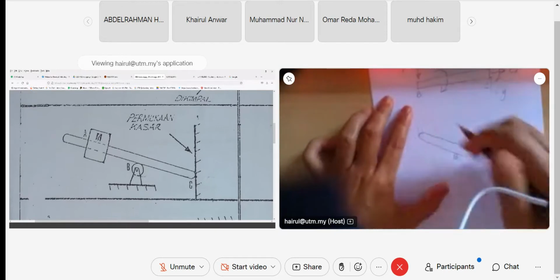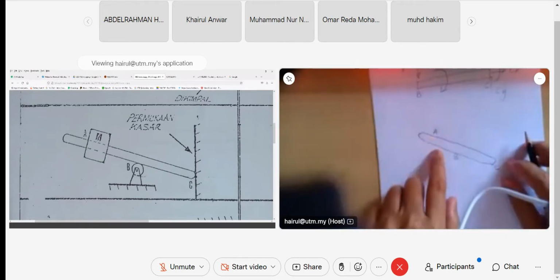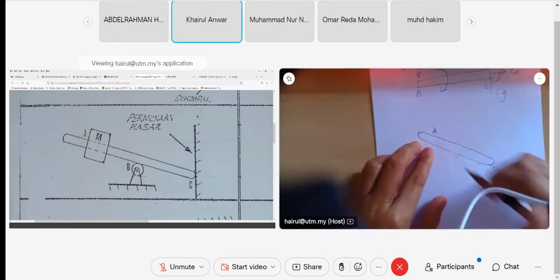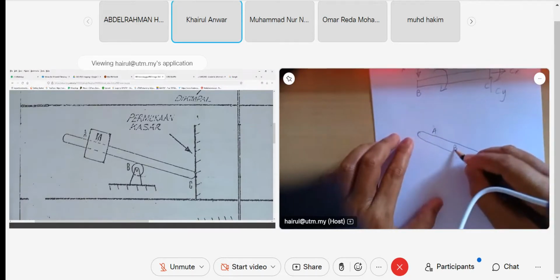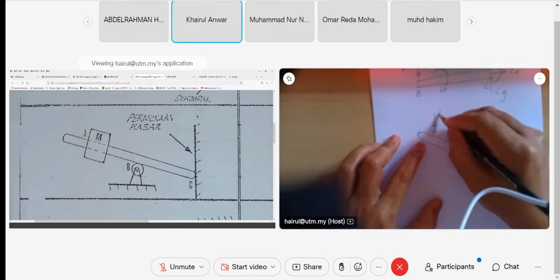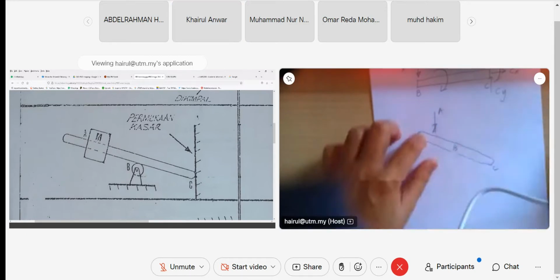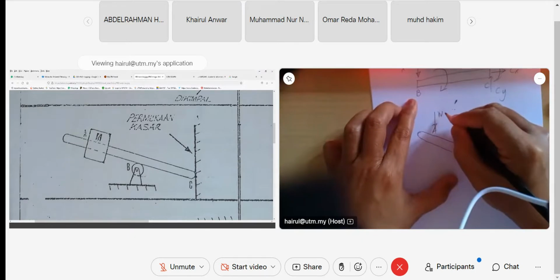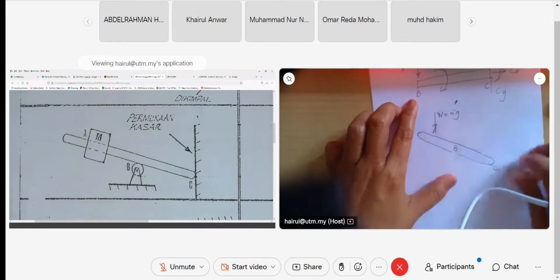At A, what do we have? The weight of the block. Some students put it like this. The weight of the block, straight down. You can do it like this, M times G, since M is the mass.